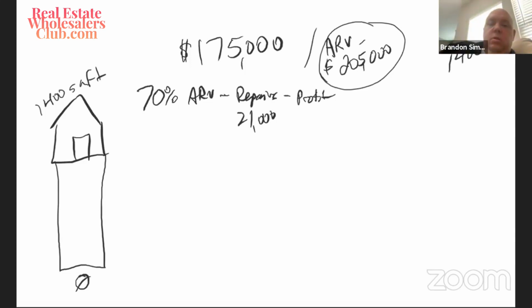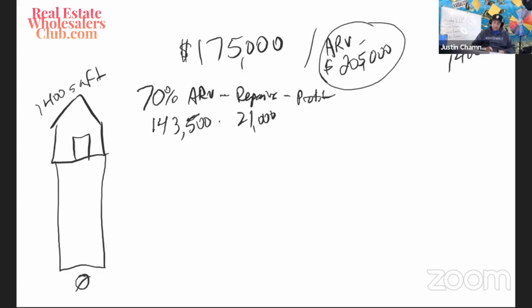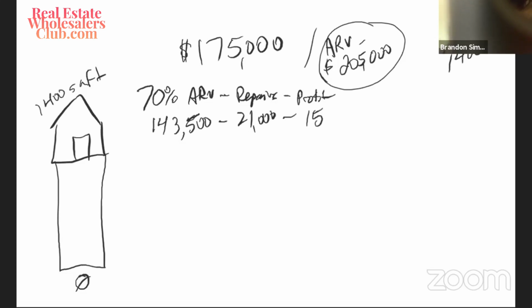Oh, okay, my bad. So I'm going to take the ARV of 205,000 times 0.7. That's how I find out what 70% is. That's 143,500. Yep, and I want to make at least $15,000 on a wholesale deal. So minus 21,000 for repairs, and then minus 15,000. Now we're down to 107,500.